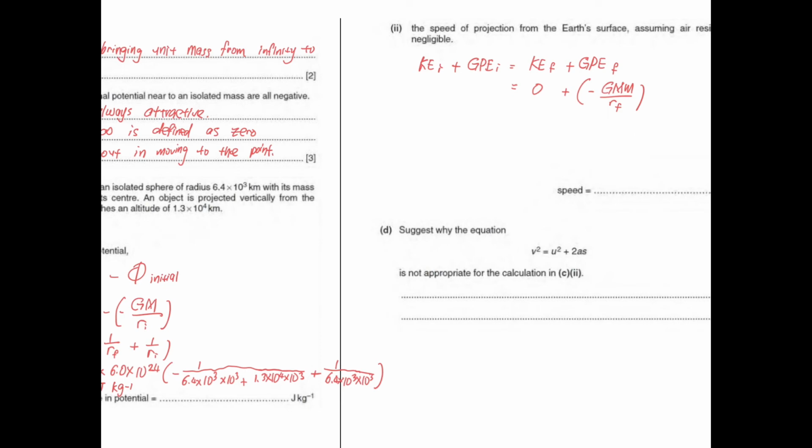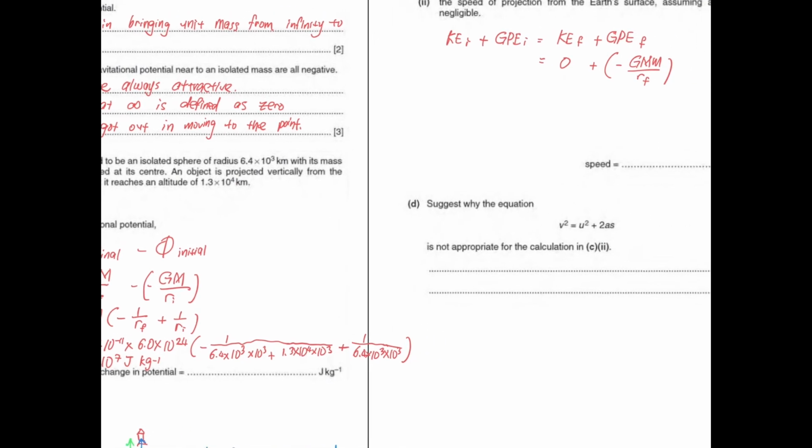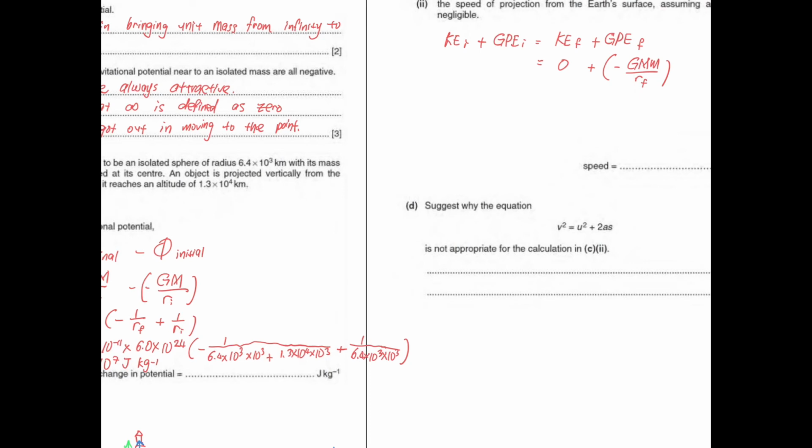Be aware of the formula also. Gravitational potential is minus GM over R. Gravitational potential energy is minus GMm over R, so that is another m there. Okay, be aware of that. And now GPE initial is minus GMm over R initial. Initial kinetic energy is 1 over 2 mu squared. So we are looking for u.